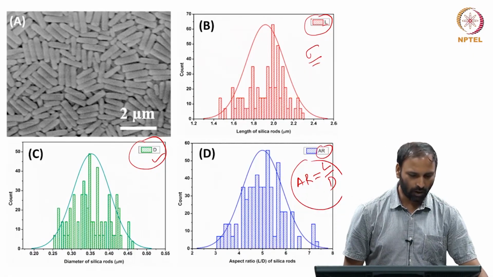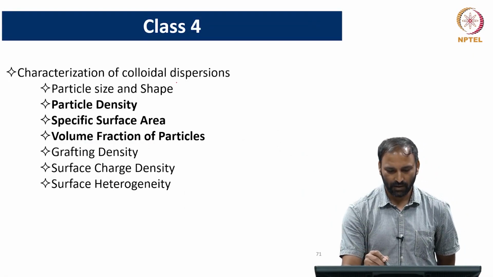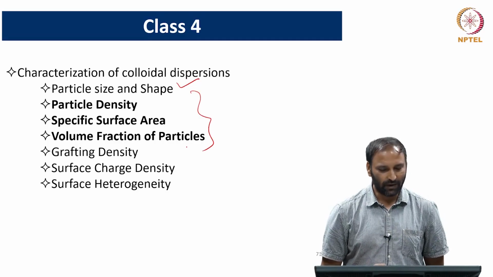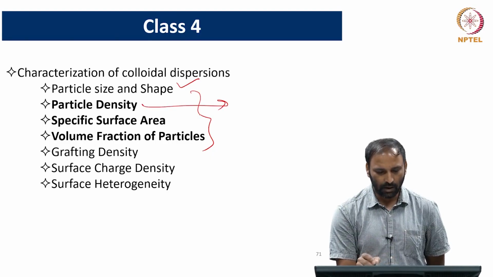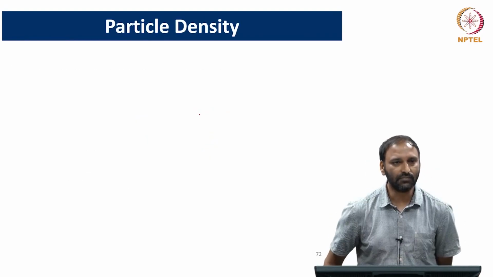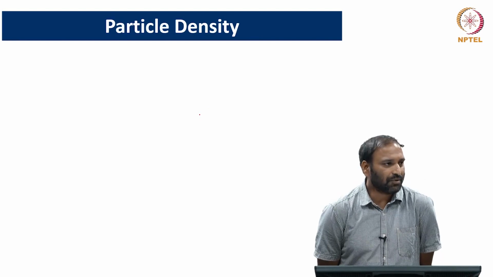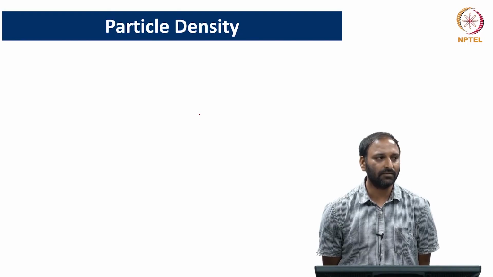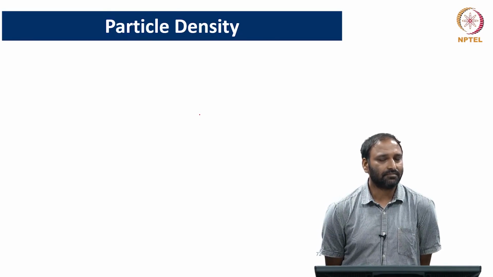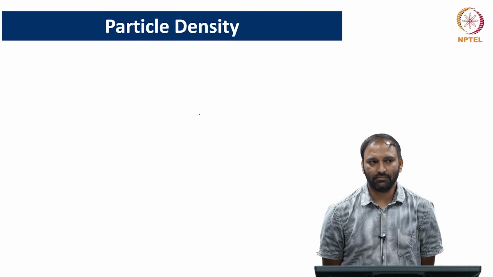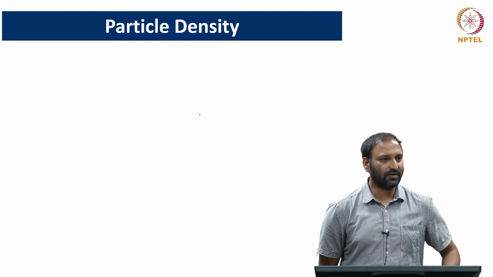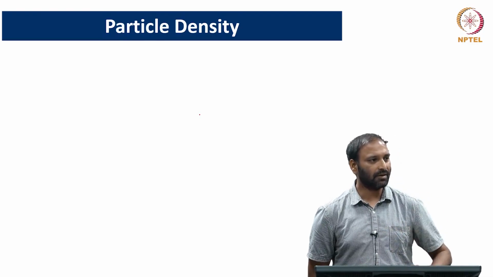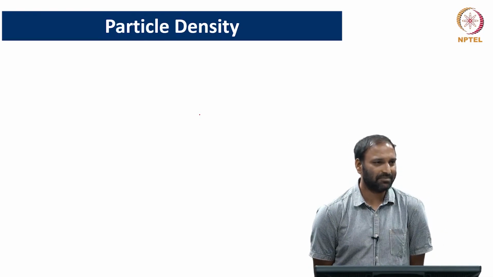Okay. So, now that we have characterized the particles for the size and the shape, let us look at some other parameter that you can use for characterizing the particles. I am going to start with particle density. So, question again, how do you characterize particles for the density? Can you think of any method? I will give you a sample of colloidal dispersion, and I will tell you, go and tell me what is the density of the particle. How do you do it?